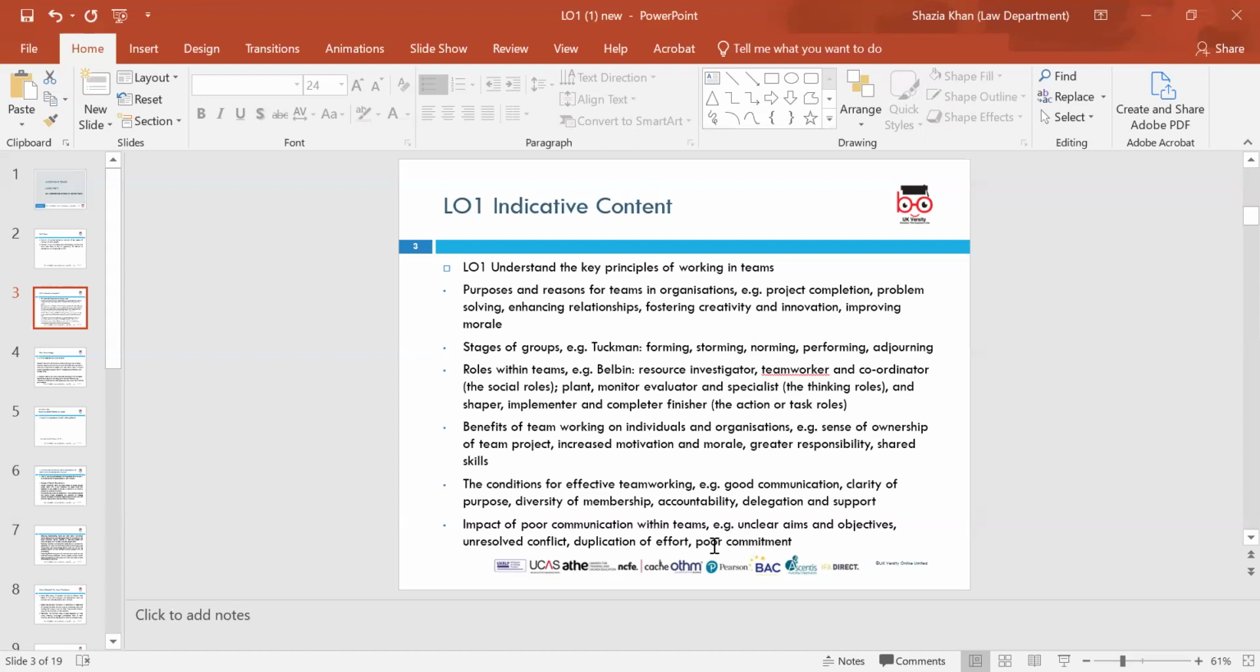Benefits of team working to individuals and organizations. We look at the sense of ownership of a team project, increased motivation and morale, greater responsibility, and shared skills. We also look at the conditions for effective team working: good communication, clarity of purpose, diversity of membership, accountability, delegation, and support. We also will be looking at the impact of poor communication, how you don't identify your aims and objectives, and unresolved conflicts and poor commitment.